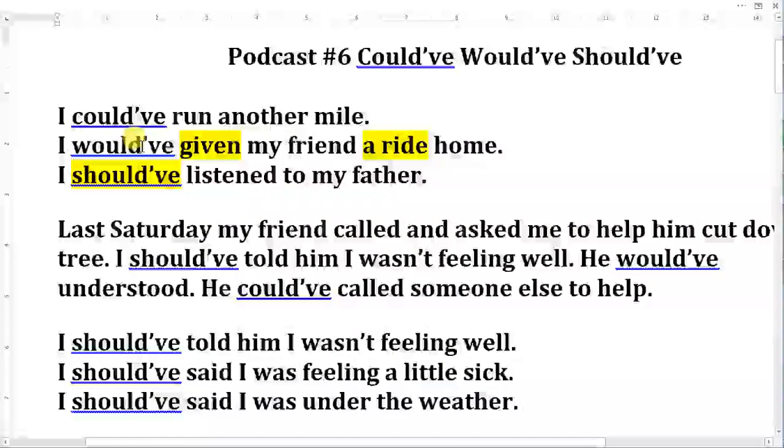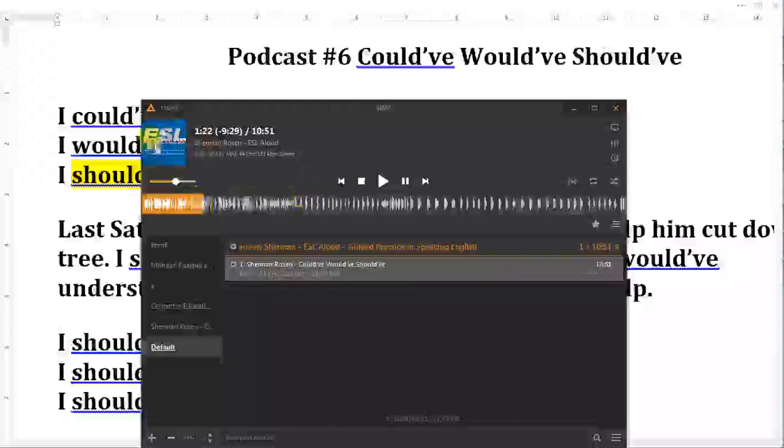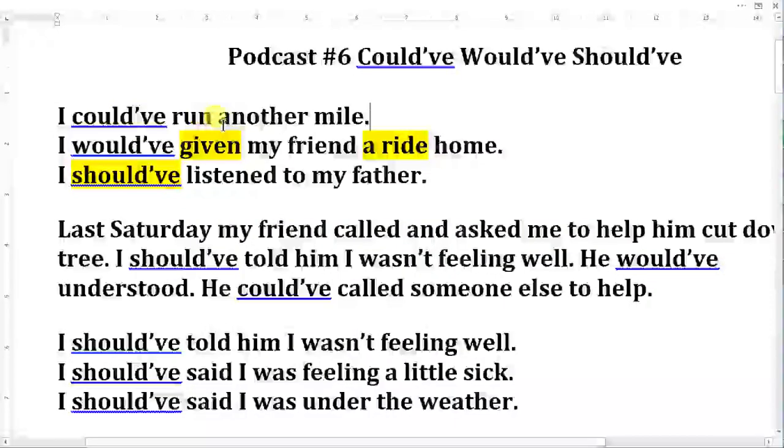Repeat. I could have run another mile. It means you were able to run another mile, but you did not. You were able to, qo'llardan kelgan, yana bir mil yugurish, lekin you didn't. For example, I could have bought that computer, but I didn't buy it. I could have bought. Olishim mumkin edi, pulim yetardi, lekin olmadim.